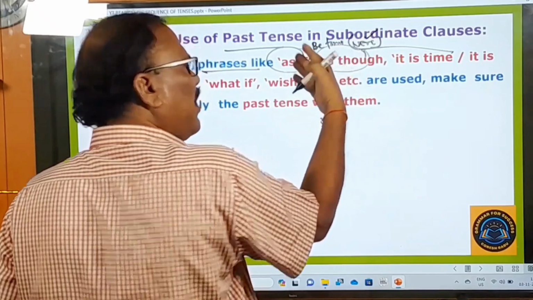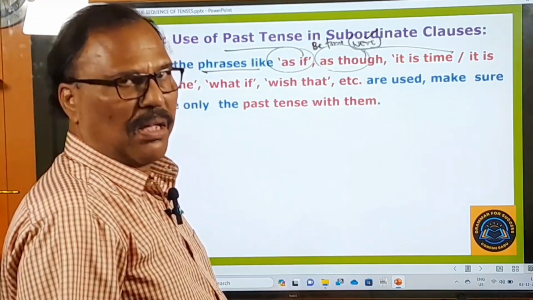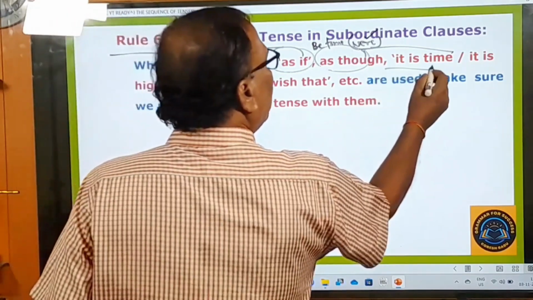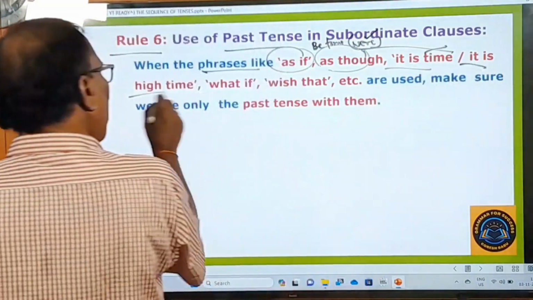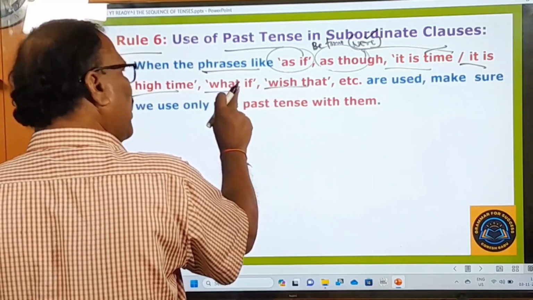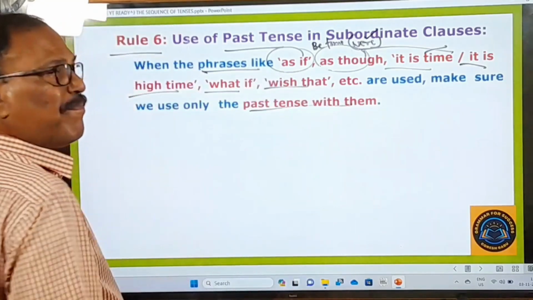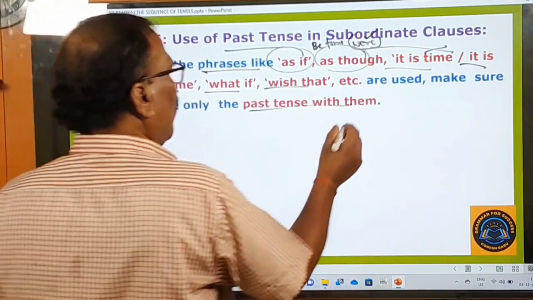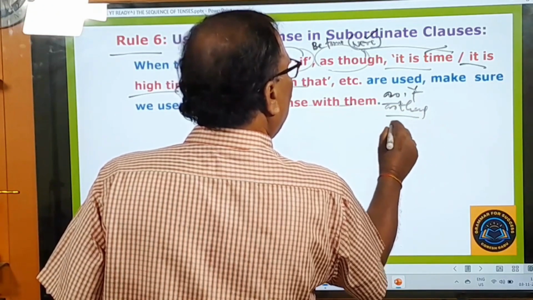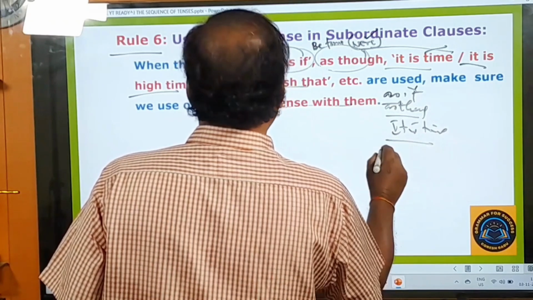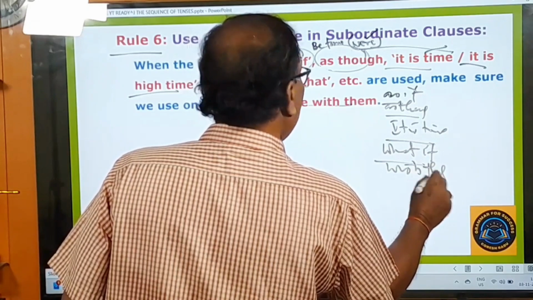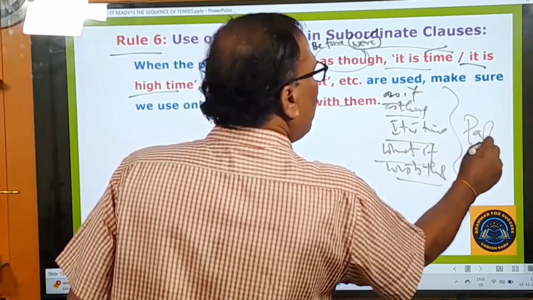And after them, if there is a normal sentence, that must be in the simple past tense only, a relevant or meaningful past tense. After "it is time" and "it is high time" also, only simple past must be used. You can use simple past tense. With what if and wish that also, you must use only the past tense. Please keep this point in your mind: with as if, as though, it is time, what if, wish that, and so on, with all of them you must use only the past tense.